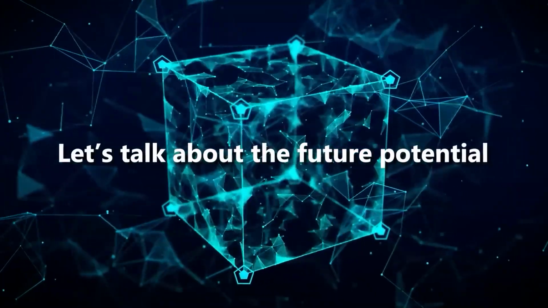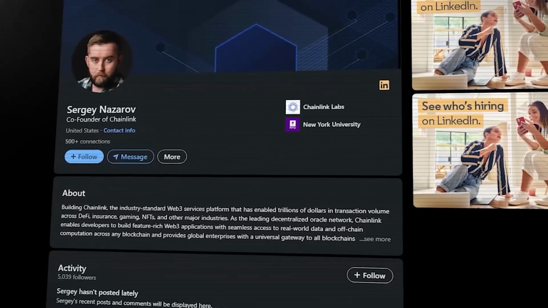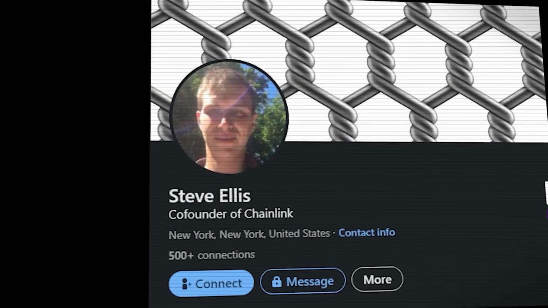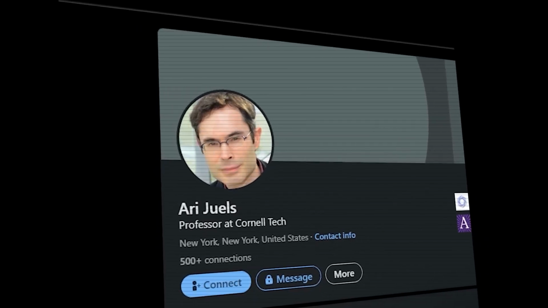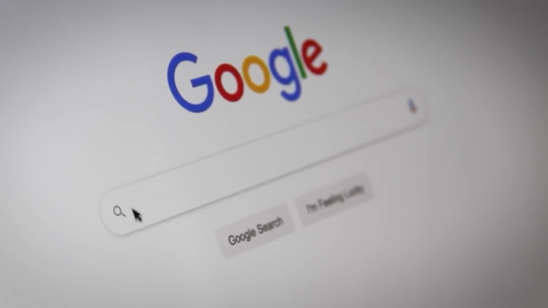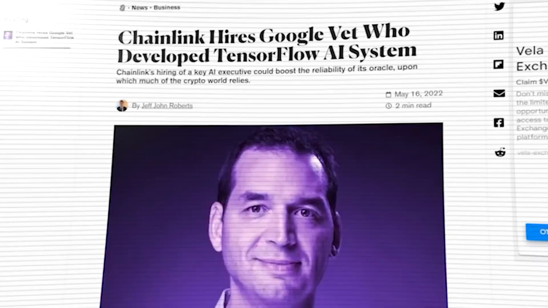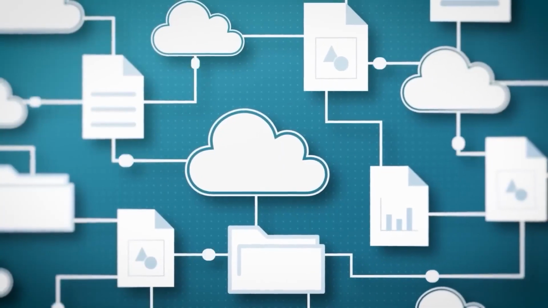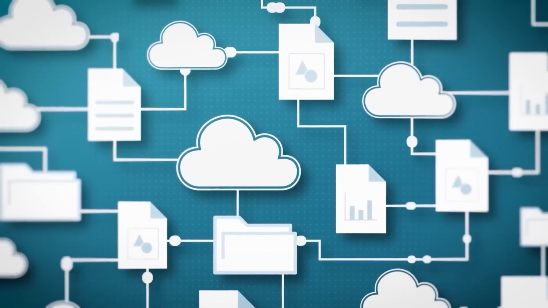Let's talk about the future potential of Chainlink while discussing who is backing the platform. The project was initially founded by Sergey Nazarov, along with his two partners Steve Ellis and Cornell University professor Ari Juels back in 2017. However, later on in 2019, Google, one of the most popular search engines and internet service providing companies, collaborated with Chainlink to enhance their user experience. Currently, Google is using Chainlink to connect cloud users with BigQuery, which is one of the most popular cloud services offered by Google.